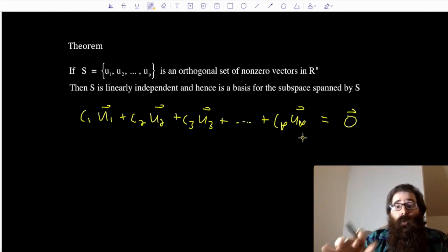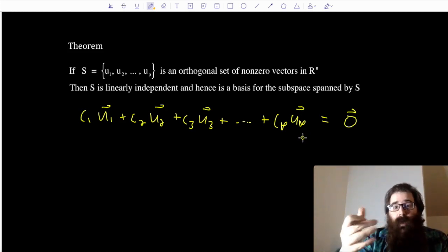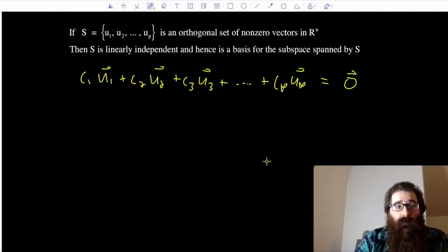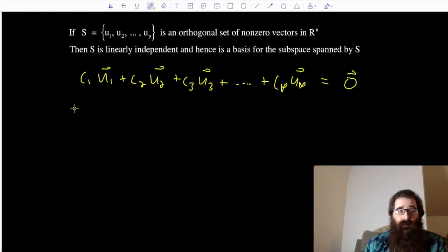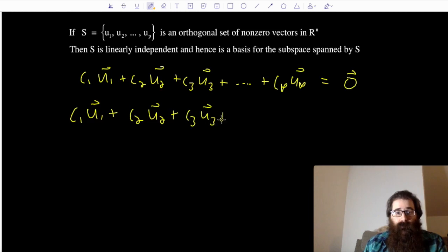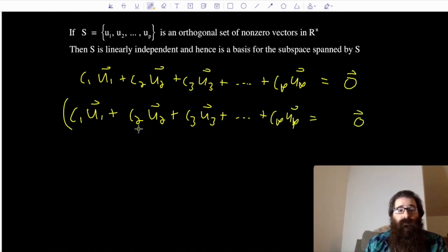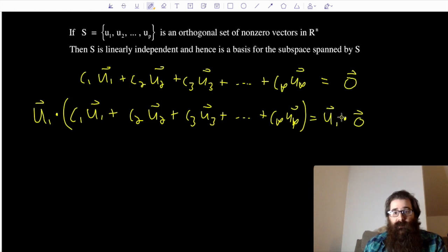Now we want to show that the only way that this is possible is if all of the coefficients are in fact 0. I want to show that this is linear independence. So what are we going to do? Well, there's actually a nice trick that we can employ here. I'm going to take my linear combination and rewrite it, and then equals the 0 vector. What I'm going to do is take both sides and dot it with vector u sub 1, for example, without loss of generality.